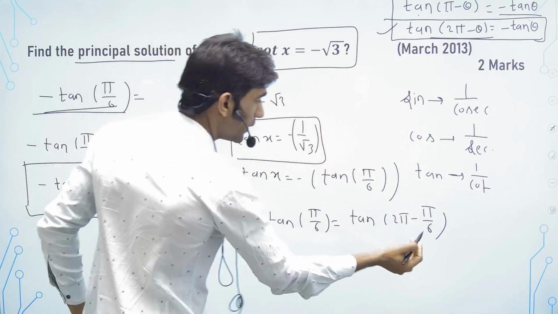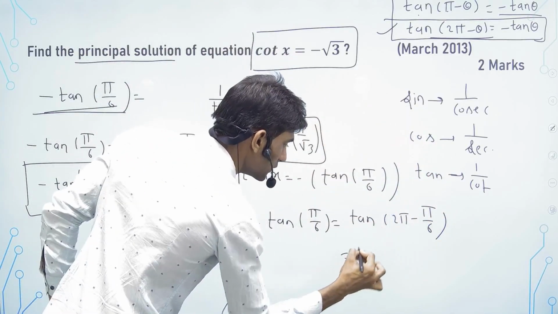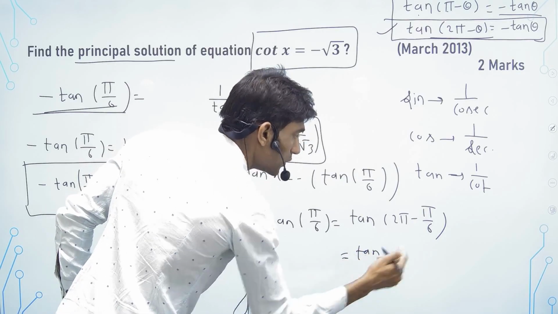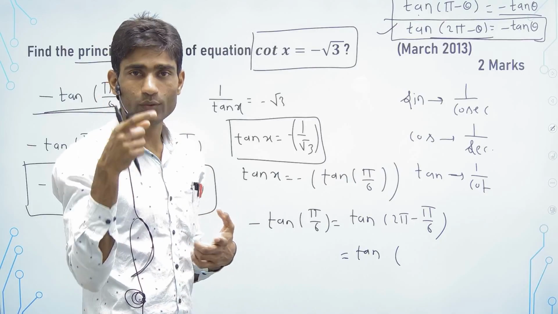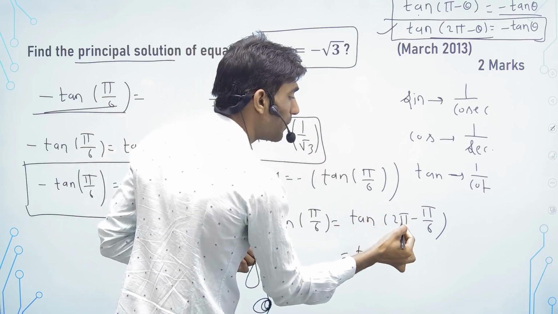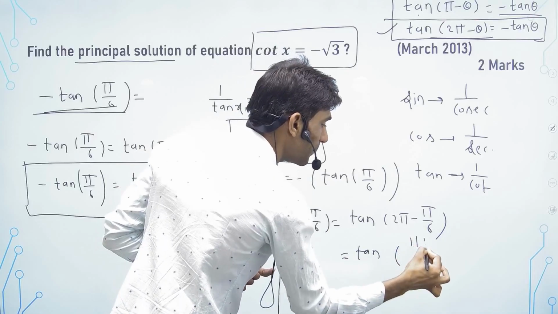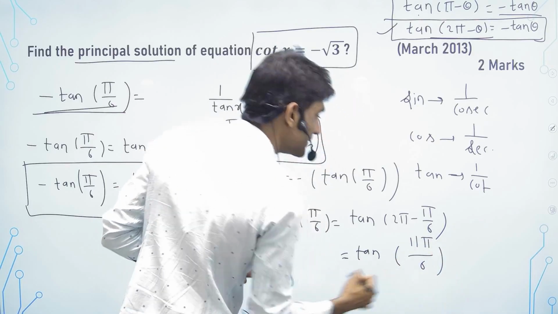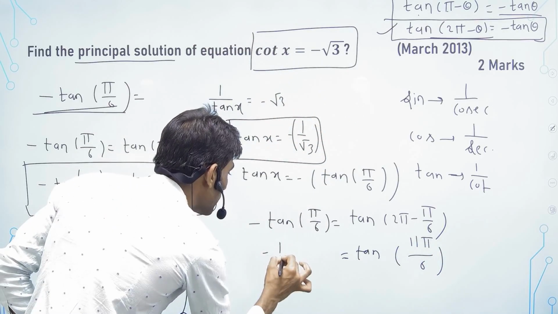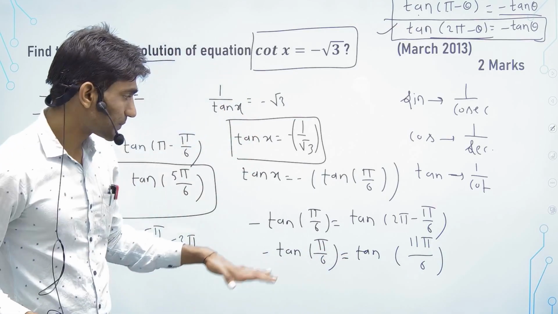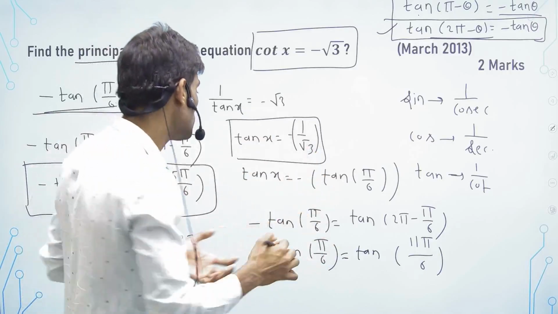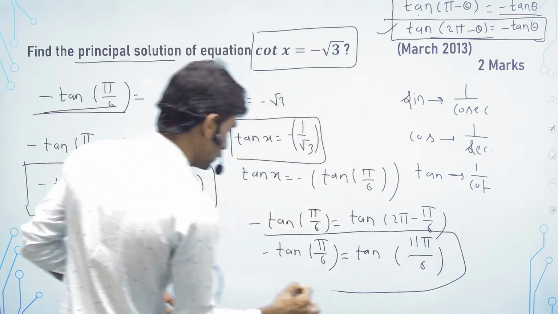So we do 2 pi into 6, which means 12 pi. 2 sixes are 12, and pi is there. 12 pi minus pi gives 11 pi, completely divided by 6, which is equal to tan of pi by 6. So these two values are equal.